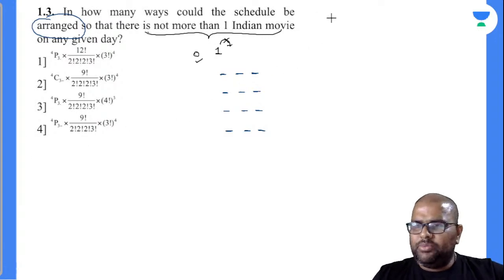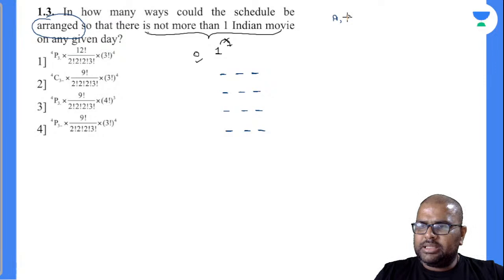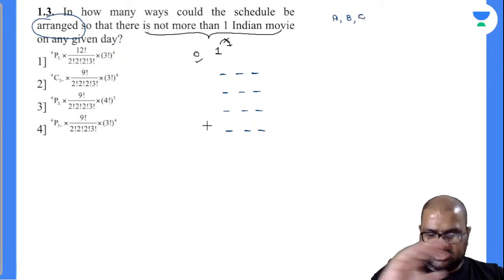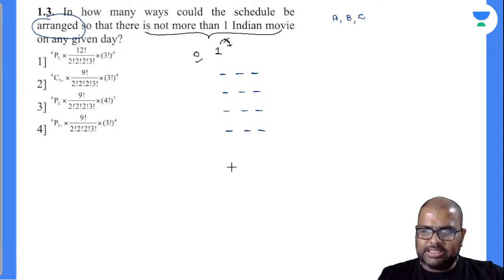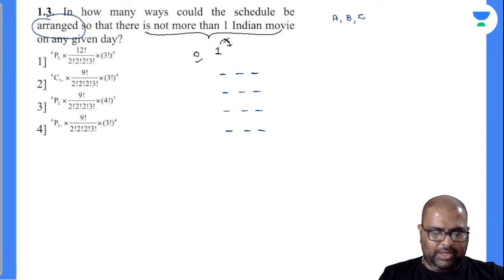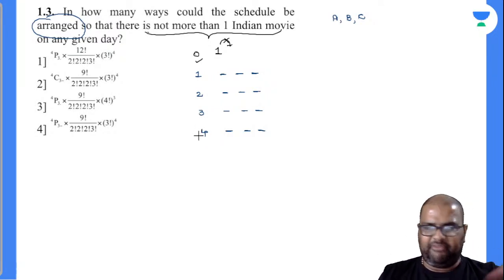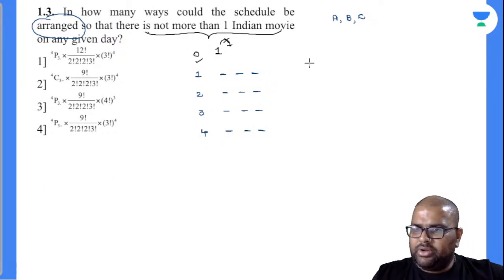So how many Indian movies do we have? We have 3 Indian movies: Avara, Barsat, Caravan. So to play these Indian movies, first of all, out of 4 days, I need 3 days. Am I right or wrong? First of all, out of day 1, day 2, day 3, day 4, I need 3 days. Will you accept with me? Perfectly. So see here, out of 4 days, I will select 3 days.